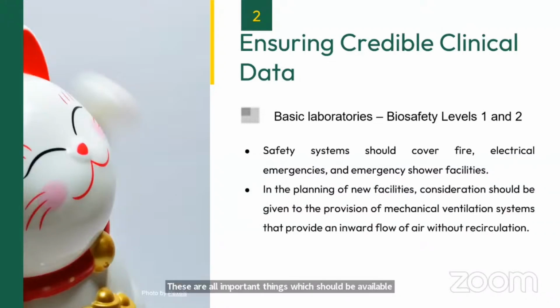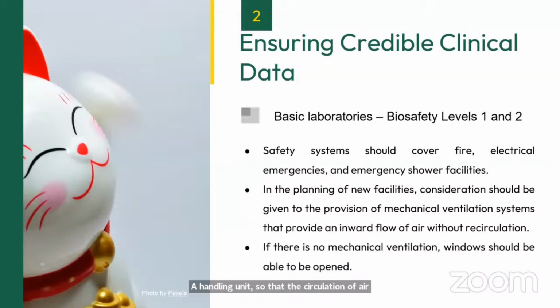In the planning of new facilities, consideration should be given to the provision of a mechanical ventilation system that provides an inward flow of air without recirculation. So basically, you should have an appropriate air handling unit so that the circulation of air is appropriate. There should not be what we call manual ventilation. Everything should be mechanical ventilation. If you have an appropriate air handling unit, it will help the circulation of air.